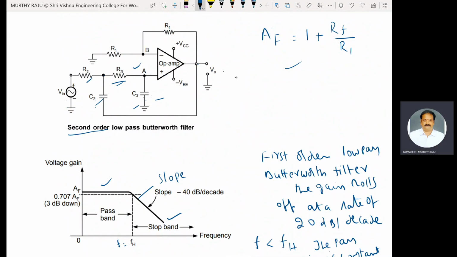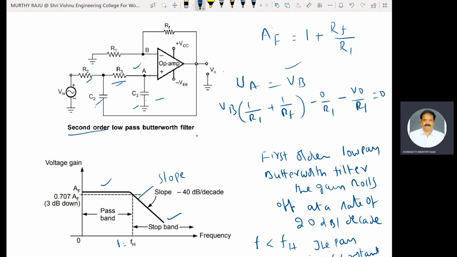According to the virtual ground concept, the voltage at A is the same as the voltage at B. VA is equal to VB. Here, apply nodal analysis at the point B. That means VB into the admittances connected to this point, 1 by R1 plus 1 by RF, minus 0 by R1, this is the ground, minus V0 by RF is equal to 0.